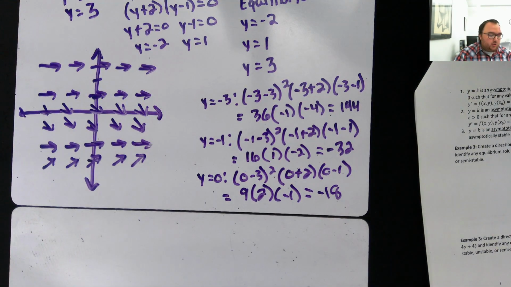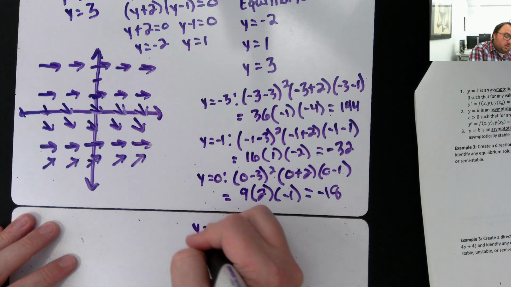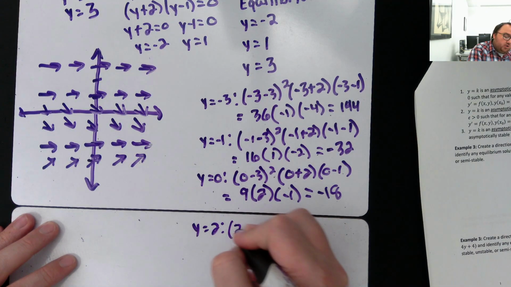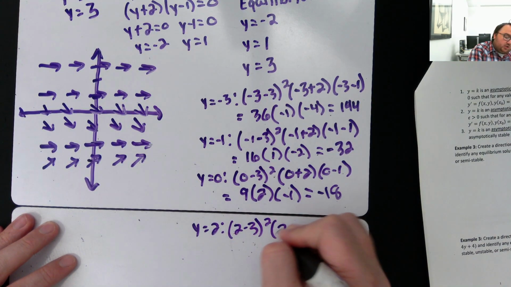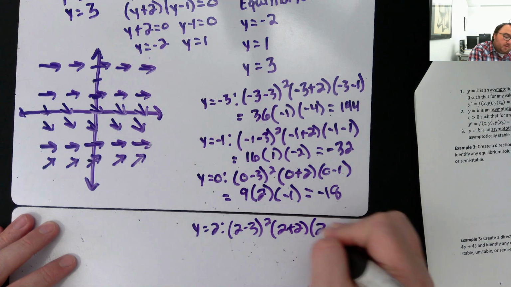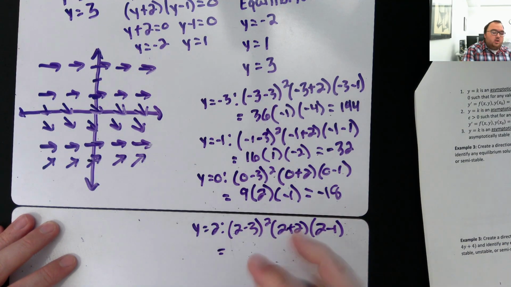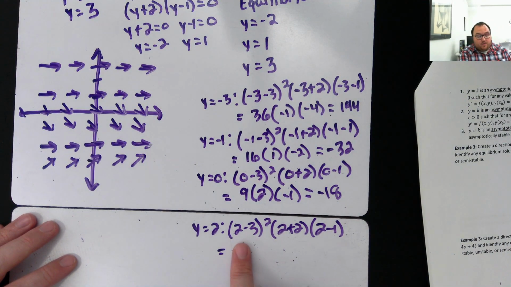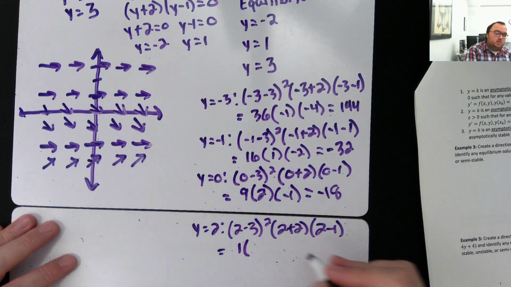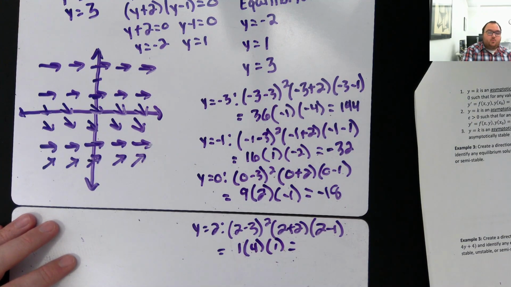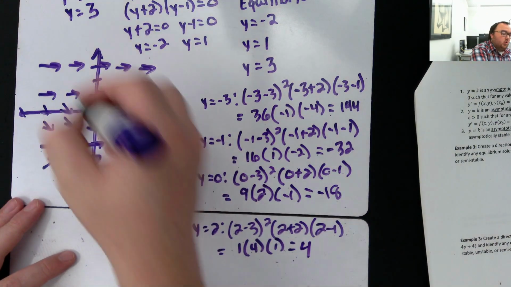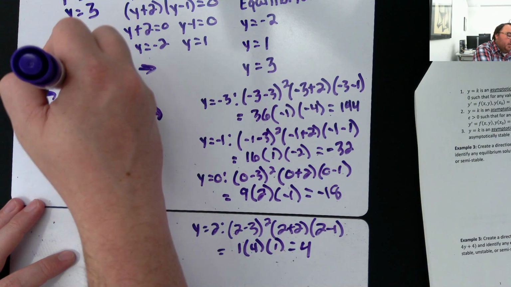Let y equal 2. 2 minus 3 squared, 2 plus 2, 2 minus 1. 2 minus 3 is -1. Square that, you get 1. 2 plus 2 is 4. 2 minus 1 is 1. 1 times 4 times 1 is 4. So at y equals 2, they're pointing up.